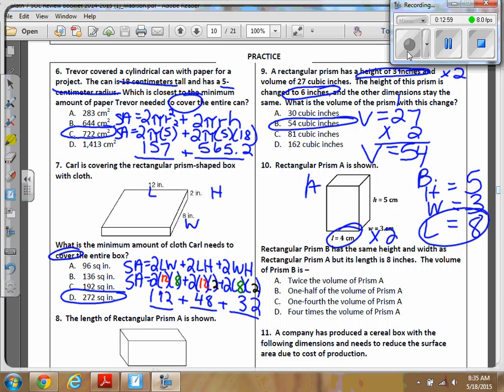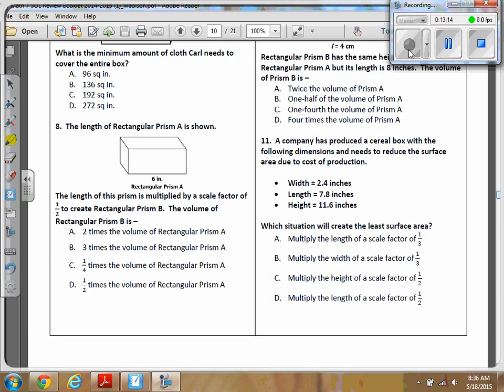I'm multiplying the 4 by 2 to get 8. So what's my new volume? I'm going to multiply it by 2. It's going to be twice the volume of prism A.